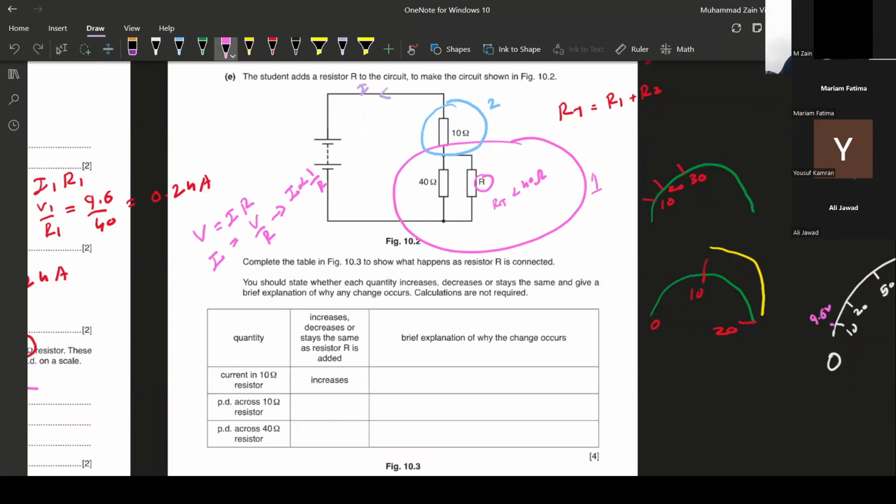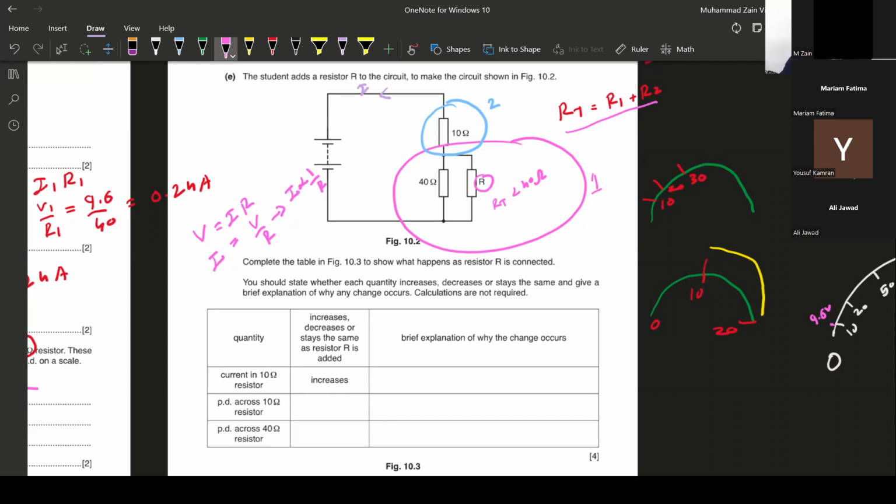And right now, the total resistance of the circuit has decreased, I hope this is clear, because the resistance of region 1 has decreased from 40 to some value less than 40. So the total resistance of the circuit has decreased and it's inversely related to current. So current would increase. So current increased. And why did the change occur? The change occurred because the total resistance of the circuit decreased and current was inversely proportional to resistance. So this is something I know.